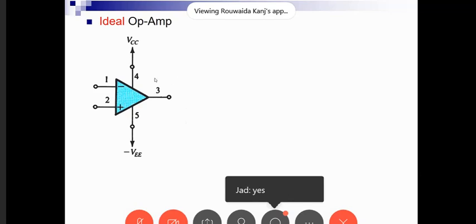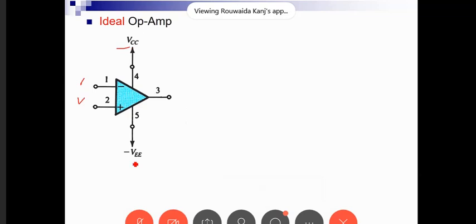And the operational amplifier is really a circuit that has two primary inputs. It has a supply VCC and minus VEE, and it has one output node, which is a third node. One of the inputs is inverting, so you can see the minus sign here, and the other input is non-inverting. Okay?